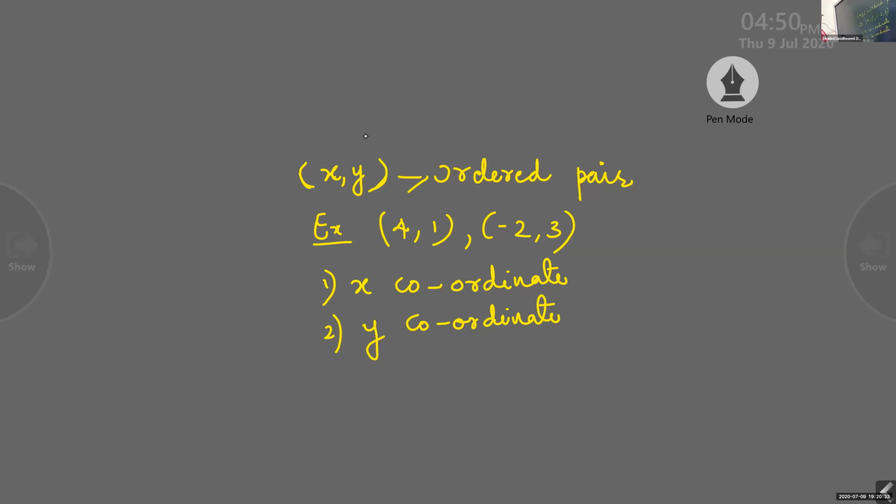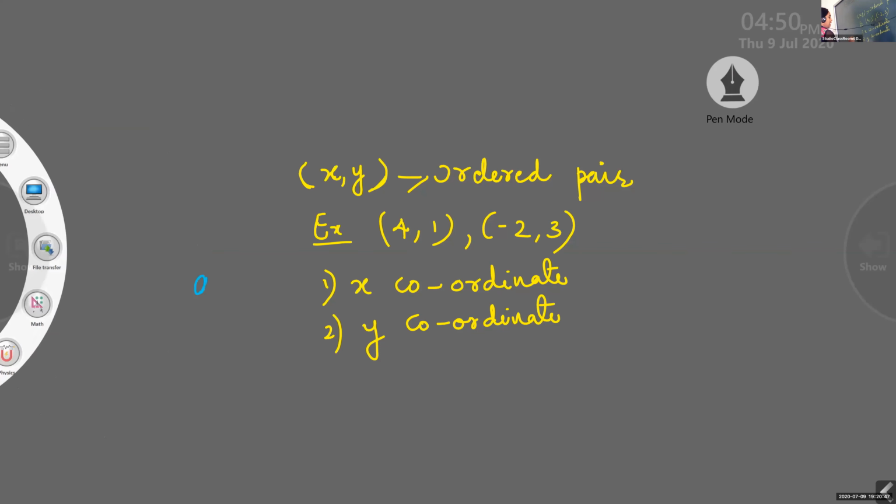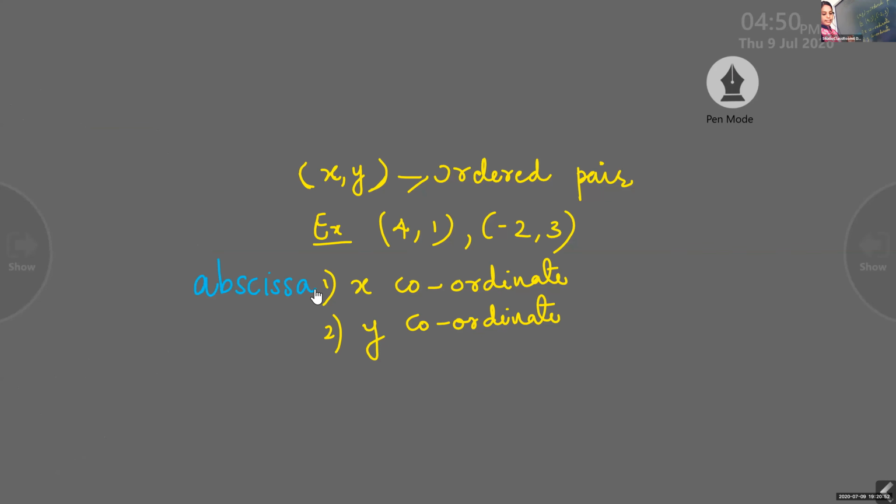And the X coordinate has another name. It is a very peculiar name, and it is known as abscissa. A-B-S-C-I-S-S-A. The X coordinate's name is abscissa. What is the name? Abscissa. Okay. The X coordinate has a very peculiar name and it is known as abscissa. Abscissa means X coordinate, the first point.